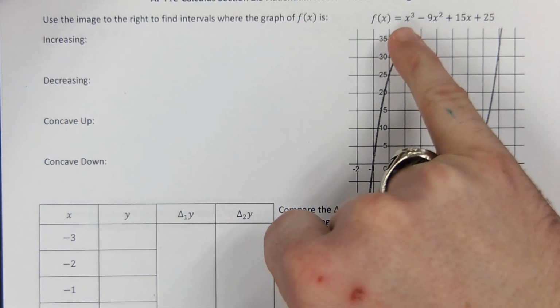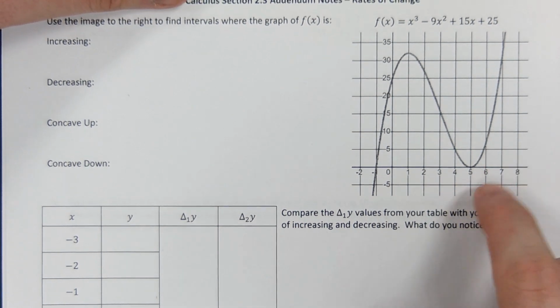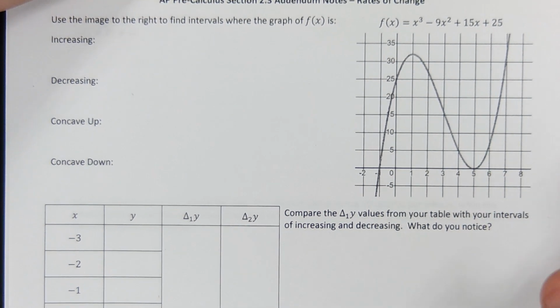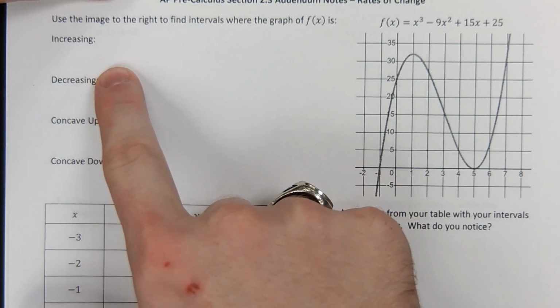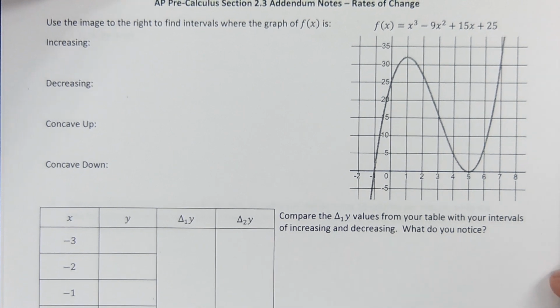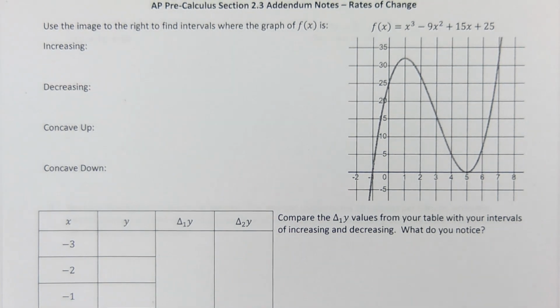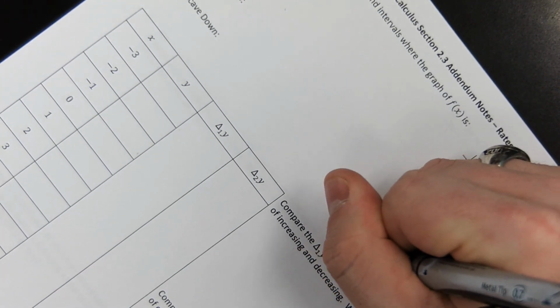Here I have an equation, some cubic, that I created. There's its graph. Just by looking at the graph, we should be able to see where it's increasing, decreasing, concave up, and concave down. Remember, increasing, decreasing gets brackets when it changes. Concavity does not. You guys are going to be reading these graphs from left to right, riding them like a roller coaster.